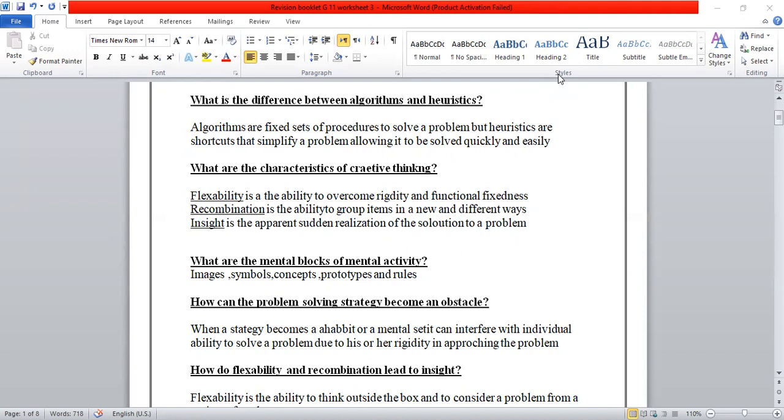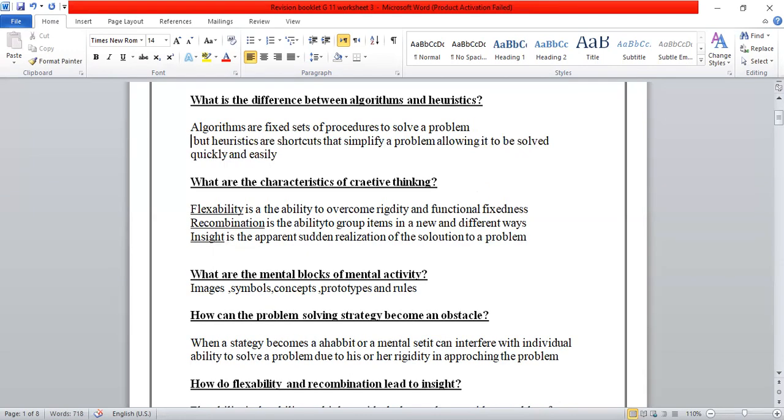What is the difference between algorithms and heuristics? Algorithms are fixed sets of procedures to solve a problem. These are the normal way we can solve a problem: the fixed set of steps that we follow in order to solve it. But heuristics are shortcuts that simplify a problem, allowing it to be solved quickly and easily. These are shortcuts, not regular steps.